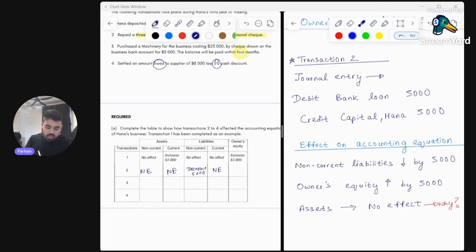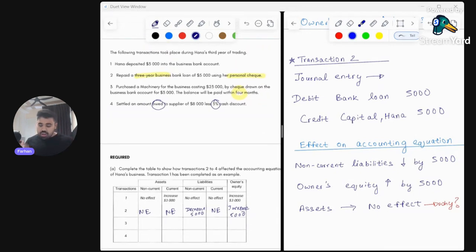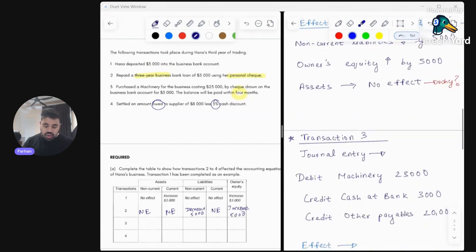But for the owner's equity, it's increasing by 5,000 simply because Hannah used her own money, which is seen as some form of capital contribution, to pay off this long-term liability or bank loan. Okay? All right. Now that we are clear with the second transaction, let's look into transaction number 3.